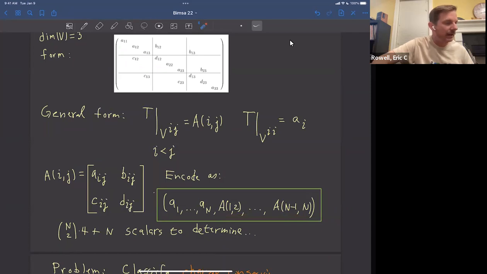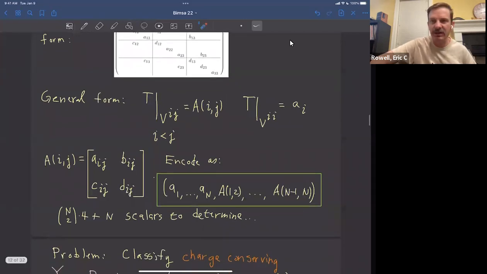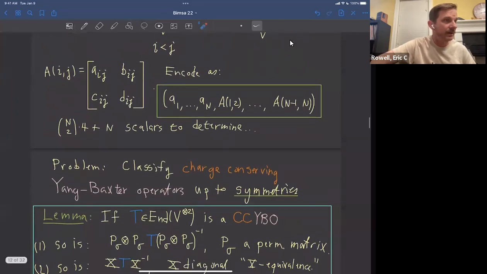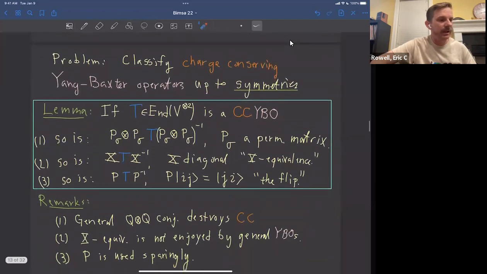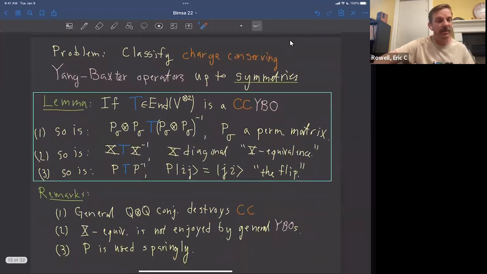If you wanted to try to understand this problem, you need to determine this many scalars to solve it. And that's the question that we decided to think about. We wanted to classify all, if possible, charge conserving Yang-Baxter operators up to appropriate symmetries.